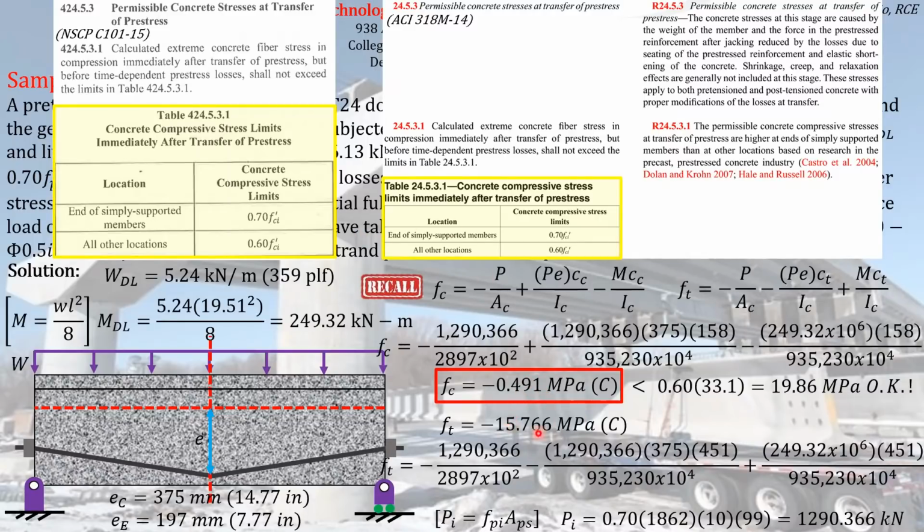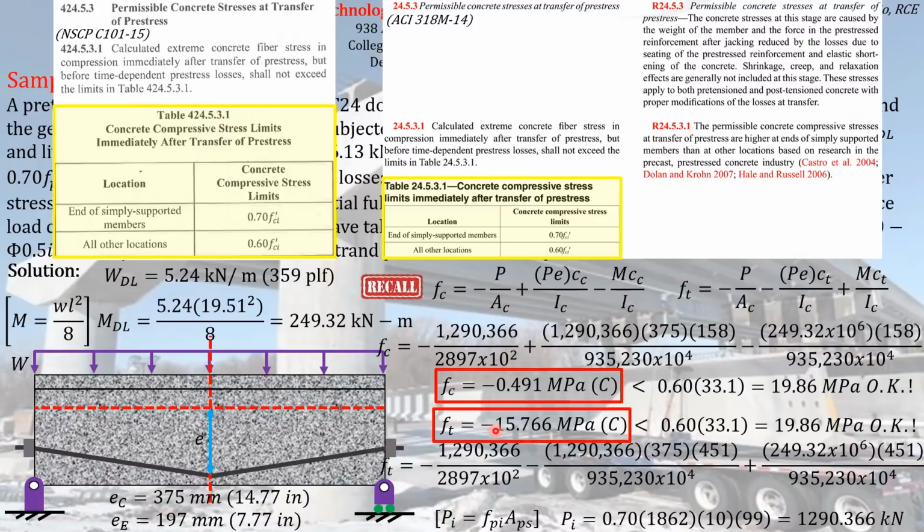And then for the pretension extreme fiber stress, if we will compare it to the limiting value specified by the code, which is again still this value because it is still a compressive stress, we can see that it is still less than the maximum permissible stress specified by the code. Therefore, it is okay. So therefore, we can take it as the other final answer. So these are the stresses acting on the extreme fiber of the concrete element at midspan at transfer stage.